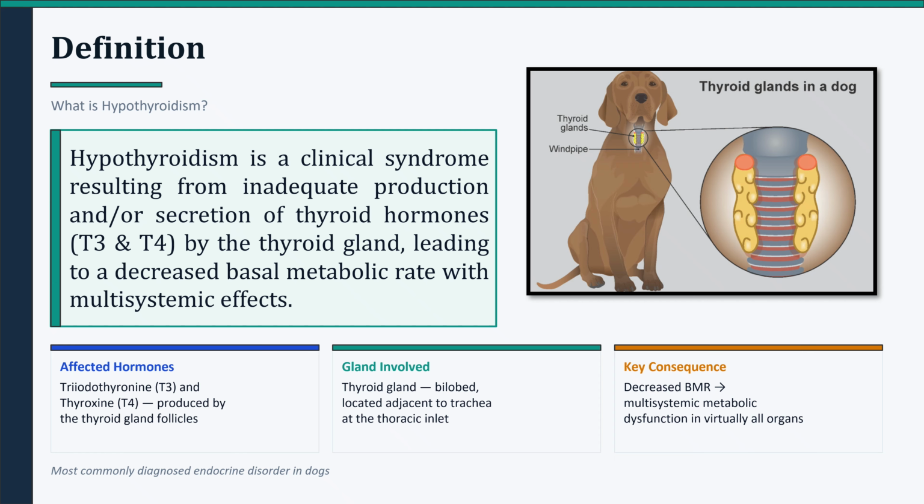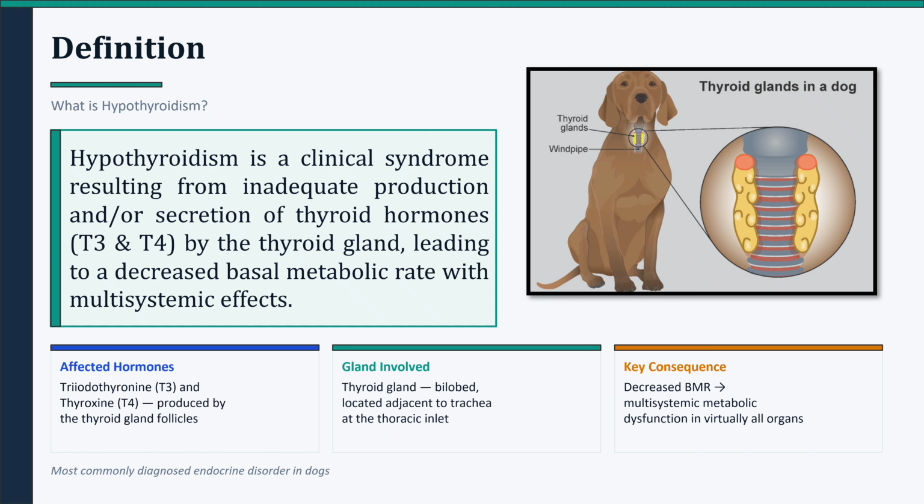Alright, let's start with the very foundation. What exactly is hypothyroidism? By definition, hypothyroidism is a clinical syndrome that results from the inadequate production and/or secretion of thyroid hormones, specifically T3, which is triiodothyronine, and T4, which is thyroxine, by the thyroid gland. And that inadequacy leads to a decreased basal metabolic rate, the BMR, which essentially means the dog's entire metabolism slows down. And when metabolism slows, virtually every system in the body feels it.